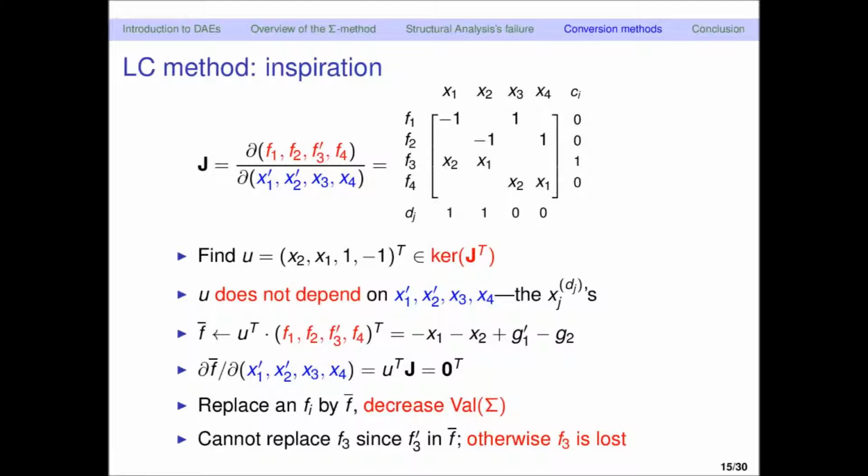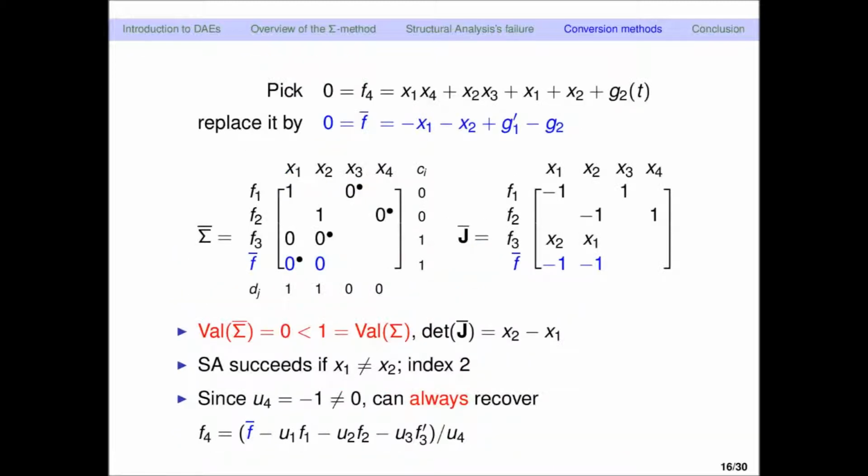However, for some of them, you can recover. Let's take F4. We replace F4 by this new equation, apply the analysis, and it gives this determinant. It's not identically 0. So if it's non-zero, our method succeeds. In this case, the value of sigma is less than before. This is an important fact to note because we will use it all the time. We can easily recover the original equations because the corresponding entry in U is not 0, so nothing is lost.